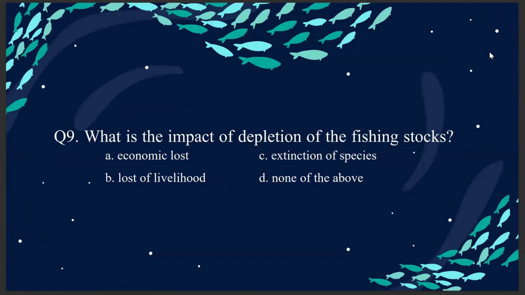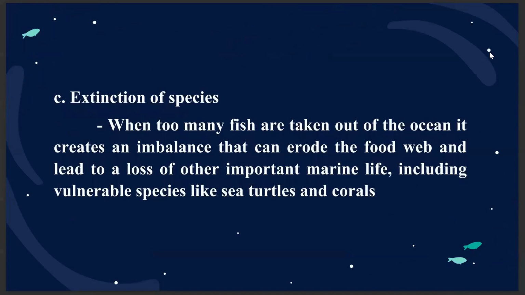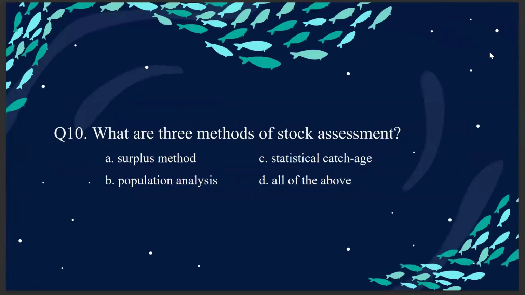Question number 9. What is the impact of depletion of the fishing stock? A. Economic loss. B. Loss of livelihood. C. Extinction of species. Or D. None of the above. The answer is extinction of species. When too many fish are taken out of the ocean, it creates an imbalance that can erode the food web and lead to a loss of other important marine life, including vulnerable species like turtles and corals.